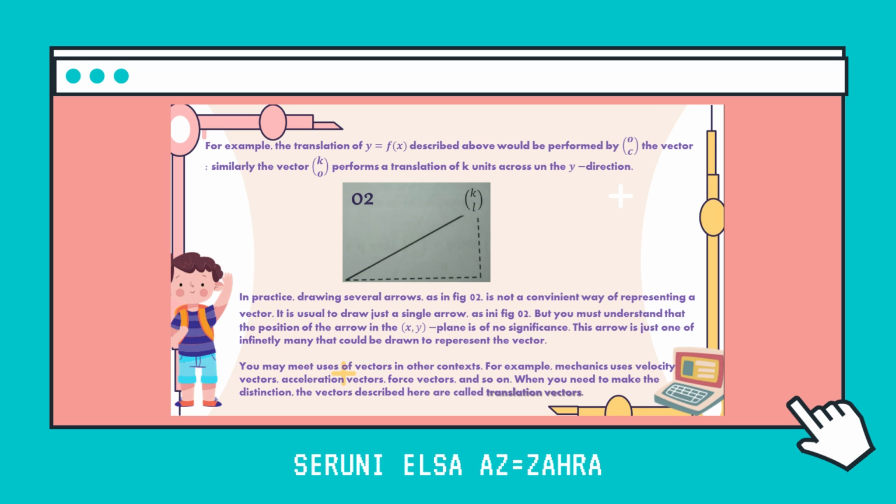You might make use of vectors in another context. For example, mechanics uses velocity vector, acceleration vector, force vector, and so on. When you need to make the distinction, the vectors described here are called translation vectors.